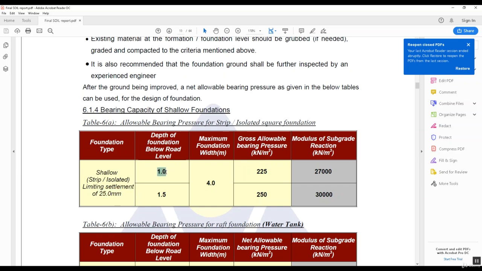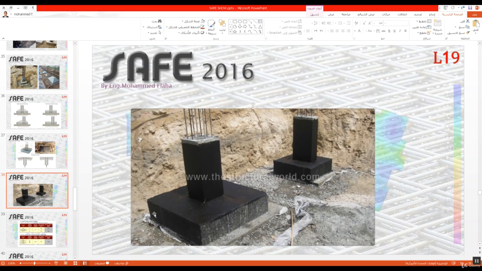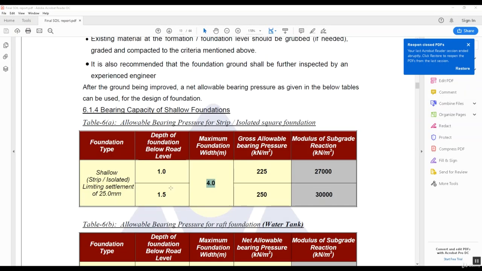What's the depth of foundation? He said, if you make your foundation at -1, a depth of 1 meter from our ground level, or if you make it from 1.5, there's a different result. How much is the maximum foundation width? He said 4 meters. For any foundation, this is the width, and this is the length. He said the width shouldn't be more than 4. The maximum you can go is 4. Then he said the gross allowable bearing pressure is 225 kilonewton per square meter.